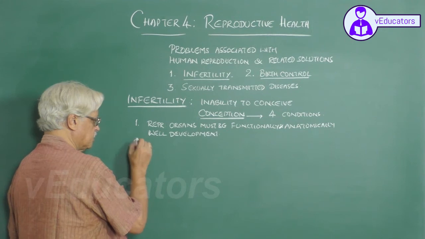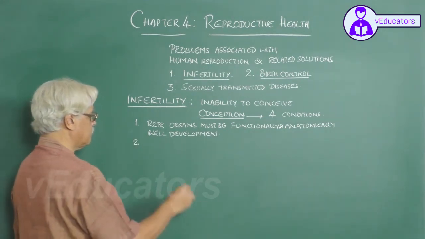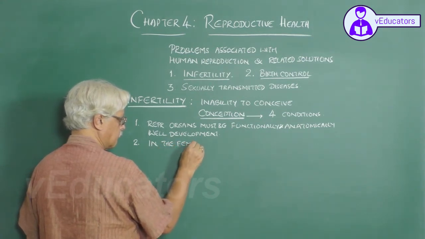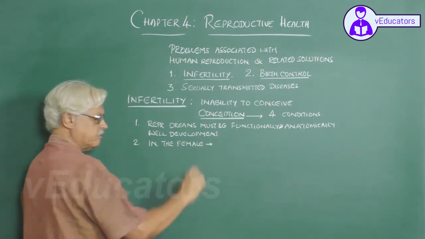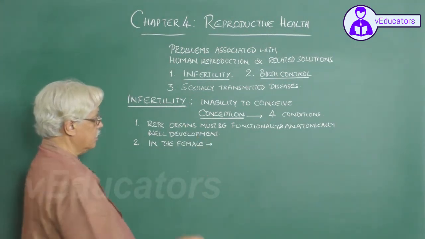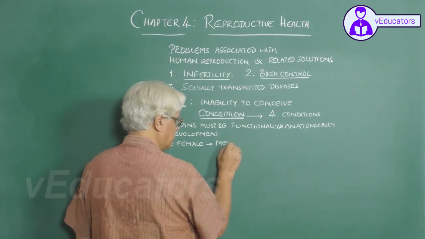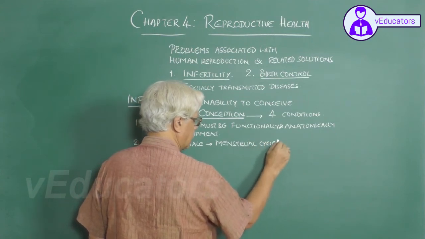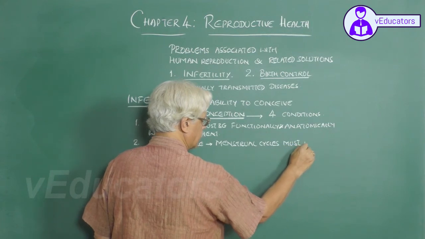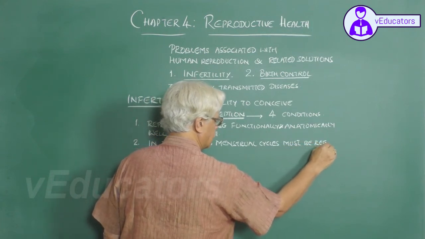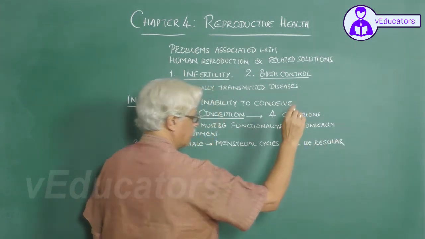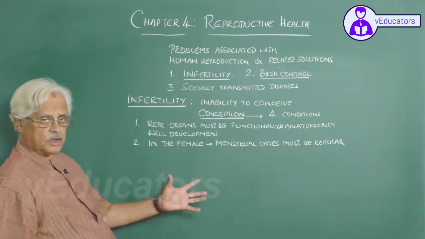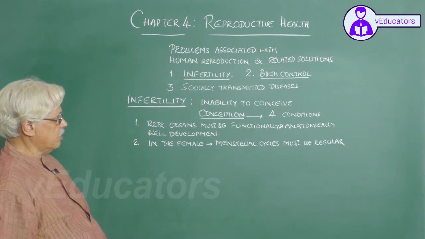The second important condition that is required, particularly in the female, is that the reproductive cycle, or what we have described as the menstrual cycle, must be regular. All the associated hormones, everything must be normal.